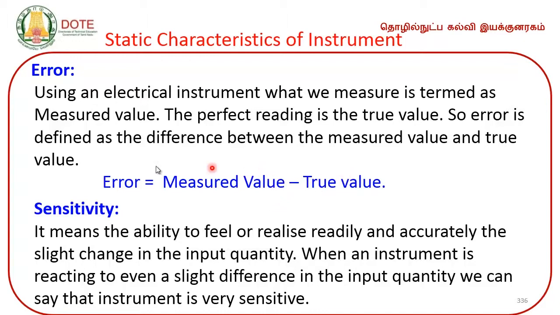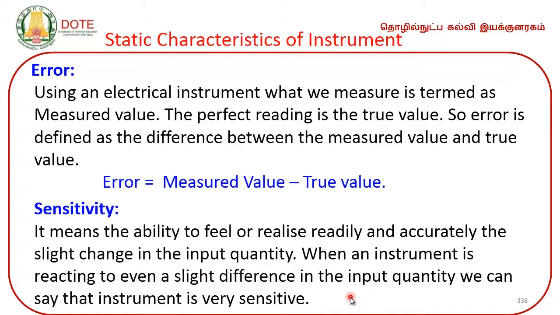So, error is defined as the difference between the measured value and the true value. Sensitivity, this is another important characteristic of the instrument. What is meant by sensitivity? It is the ability of the instrument to show even a slight difference in the input quantity, right.